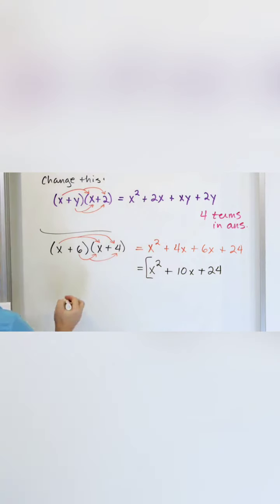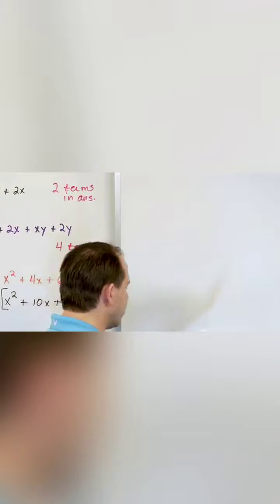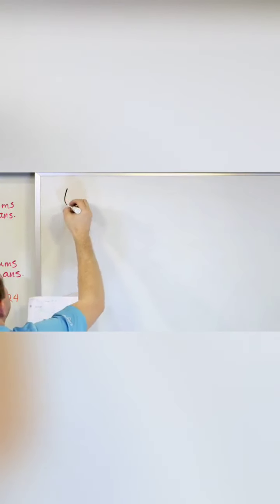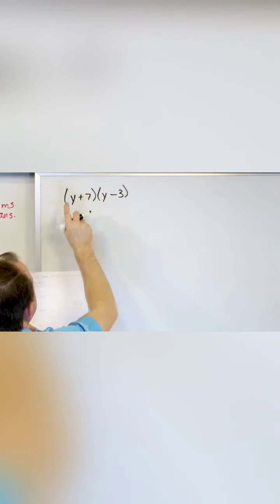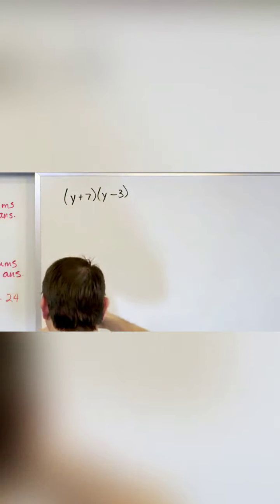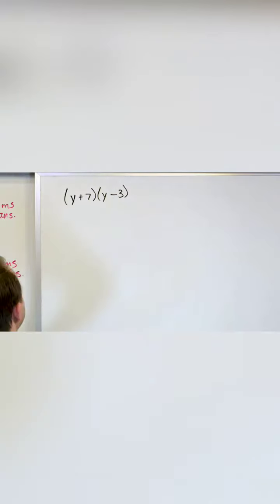plus 24. And that will be the final answer, x squared plus 10x plus 24. All right. Let's do a few more on the next board, and then we'll talk a little bit about FOIL. All right, so for the next one, just to get some more practice, y plus 7 multiplied by y minus 3. So you pretend the 7 isn't here at all, and I'm going to stop drawing my arrows for every problem. This will probably be the last one that I do.